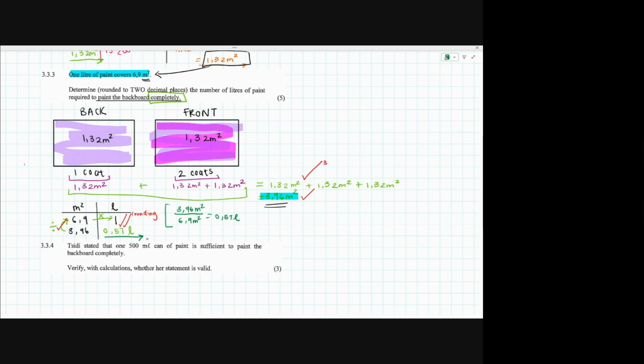So if you have a look, the marks are generous, right? It's a mark for timesing by 3 or adding 1,32 3 times, a mark for getting the total area you need to cover, a mark for knowing you need to divide by the 6,9, a mark for your answer. So technically, even if you screwed up the rounding, you've still got 80% for this question, and then a final mark for rounding off correctly. Okay, so that's where those 5 marks would go.